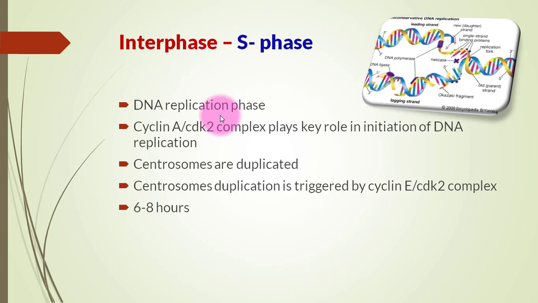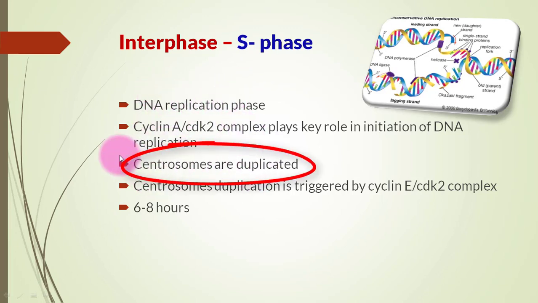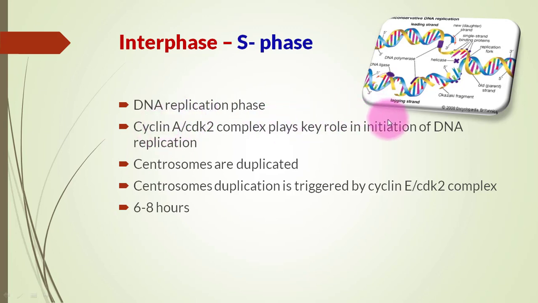So the DNA is replicated in the S phase, and the S phase is very important for the cell to enter cell division. It takes around 7 hours on average for the cell to replicate its DNA, and during this phase centrosomes are also duplicated. It's not only the DNA that is replicated, but also centrosomes are duplicated, and there are a number of proteins which are very important for the cell to enter the S phase. These are the cyclin A CdK2 complex, which plays a very important role in initiation of DNA replication. So for the cell to start the S phase, it requires the presence and activation of the cyclin A CdK2 complex, and also the centrosome duplication requires the cyclin E CdK2 complex.